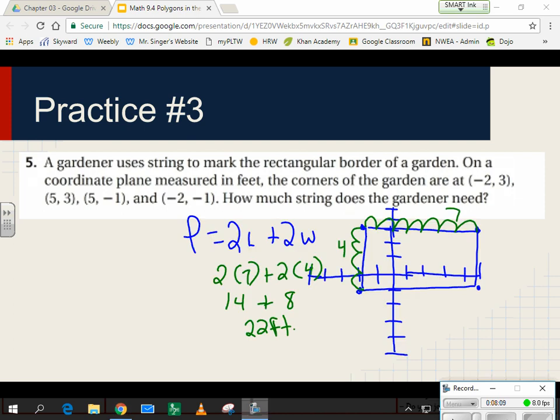So hopefully you got 22 feet for the perimeter. I showed my work here, which I hope you did in your notebook as well. By putting the string around the border, we saw that from -2, 3, all the way over to 5, 3, that's a difference of 7. And then going down from 5, 3 to 5, -1, that was a difference of 4. To finish off a rectangle, so 7 and 4. 2 times 7 is 14. 2 times 4 is 8. When you add those together, you get 22 feet.